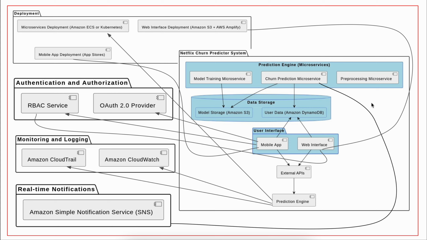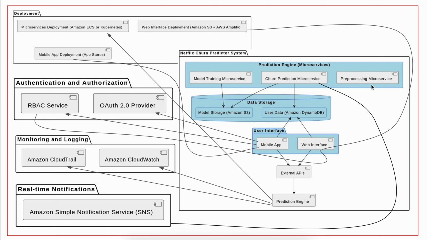And basically, this architecture is designed to handle that entire process of predicting customer churn, from data processing to model training, prediction, and user interaction. We will cover everything one by one. So let's start with the first point, which is the prediction engine microservices.